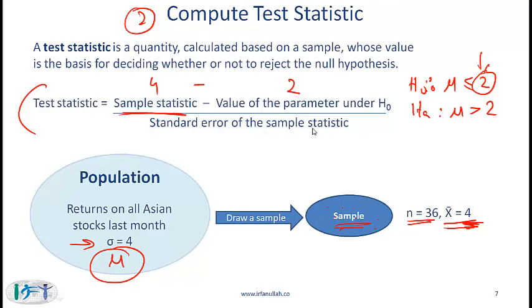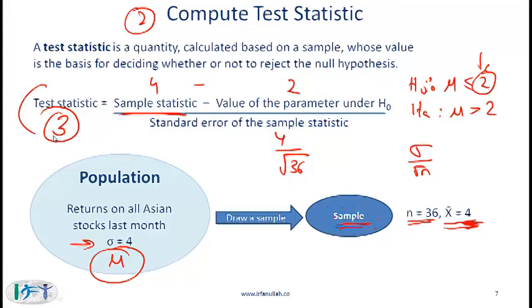We saw this in the earlier reading on sampling. The standard error is given by sigma over root n. In our case, sigma is 4, and root n is root 36, which is 6. So if we do the maths, what we get is 3. So the test statistic based on these numbers is 3.